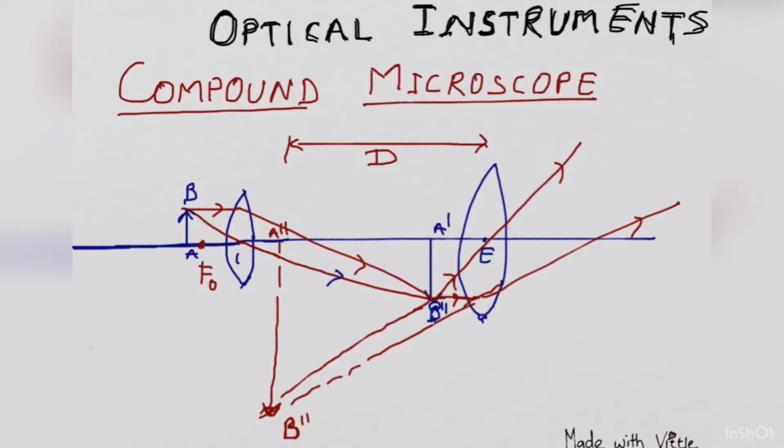Today I will take a very important ray diagram, that of the compound microscope. In class 12, optical instruments is considered to be a very important topic. Compound microscope is an instrument used to see tiny objects, and it consists of two lenses: one is the objective and the other one is the eyepiece. Now you can see here the final image is formed at the least distance of distinct vision. So today I will tell you how to make a simple ray diagram of a compound microscope.